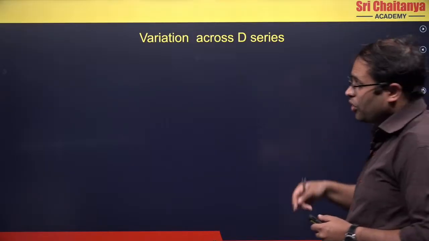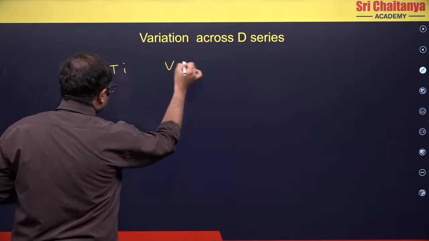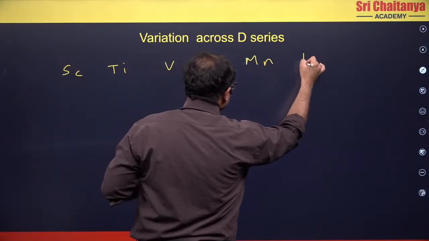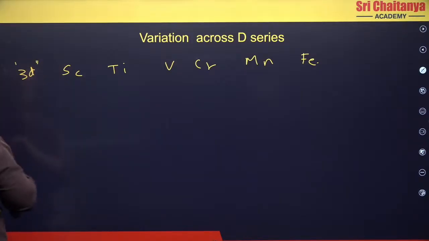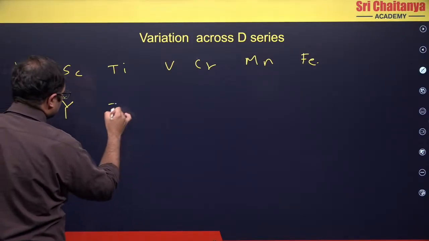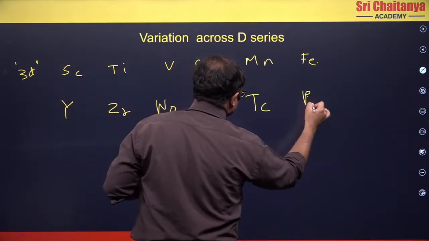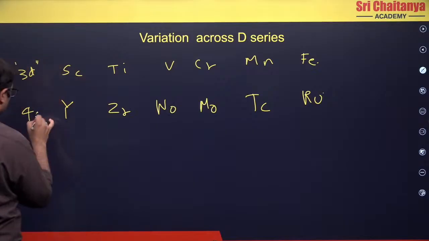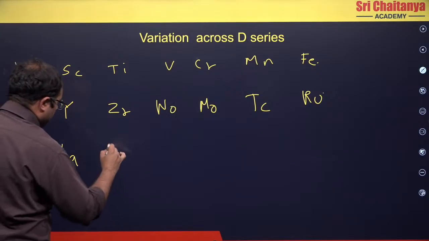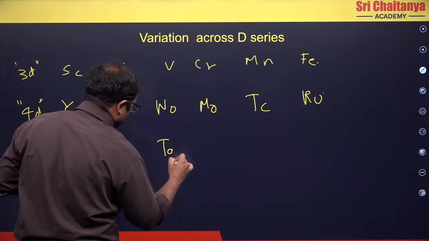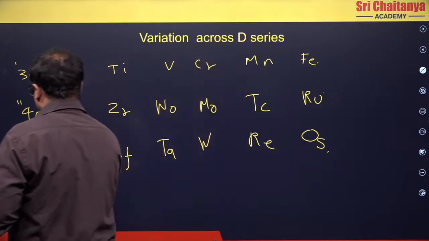Now what is the variation across the d series? What I mean to say is, if you have this, this is the 3d series, where the 3d orbitals are filled. Four d series, where the 4d orbital is filled. Five d series.